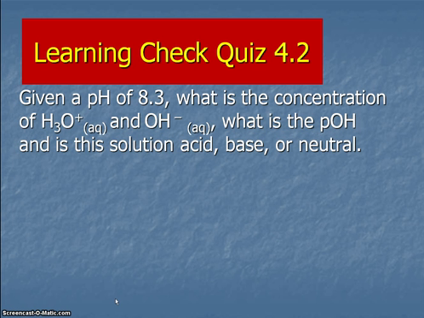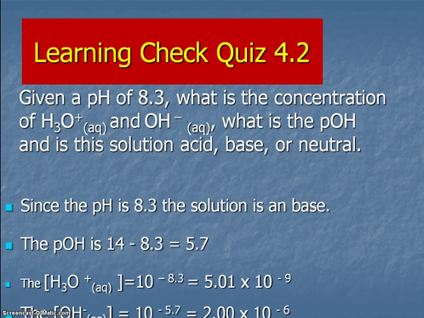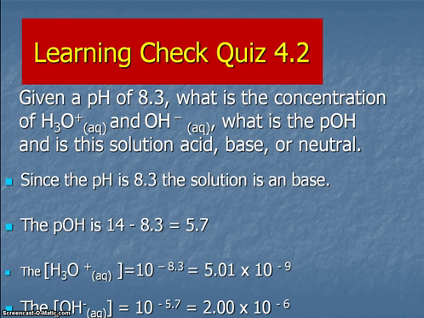All right, now that you've unpaused the video, we are going to correct this part of the quiz. The first thing is that it's an 8.3 solution, so it is a base because it's above 7. We subtract 8.3 from 14 and we get the pOH as 5.7. That means the concentration of hydrogen is 10 to the minus 8.3, which is 5.01 times 10 to the minus 9, and the concentration of hydroxide is 10 to the minus 5.7, or 2.0 times 10 to the minus 6.